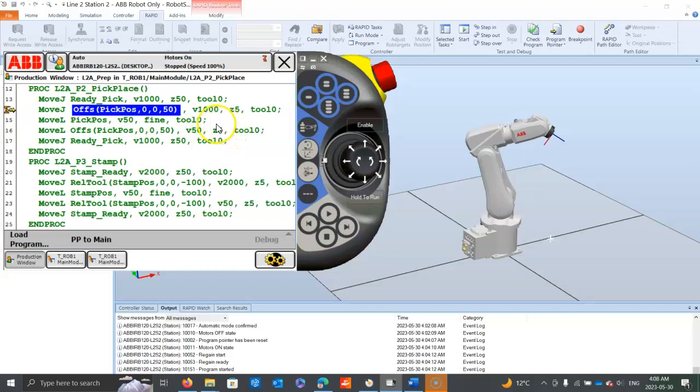a relatively fine level of position level. But I have used higher speed and higher position level at other stations, at other positions. So that's it for this video.